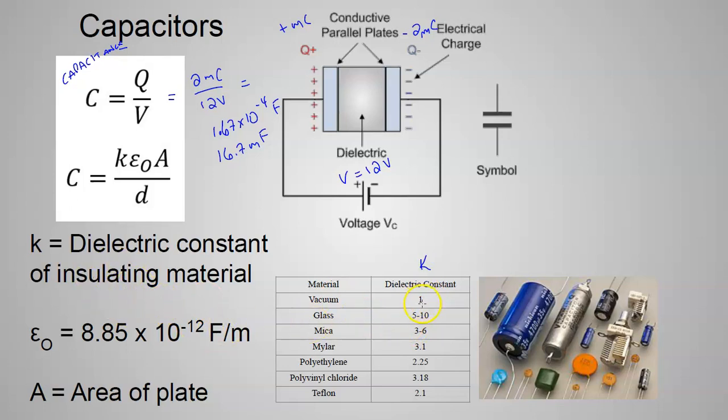Vacuum has a dielectric constant of 1. If you put glass in there, that's a better insulator. So now I've kind of made this region in here stronger, less resistant to electrons jumping from here over to where they want to be but can't get to. Glass would be a better insulator. So somewhere between 5 and 10, depending on the glass. Mica is 3 to 6. Mylar is pretty good, 3.1. That's like a little plastic sheet.